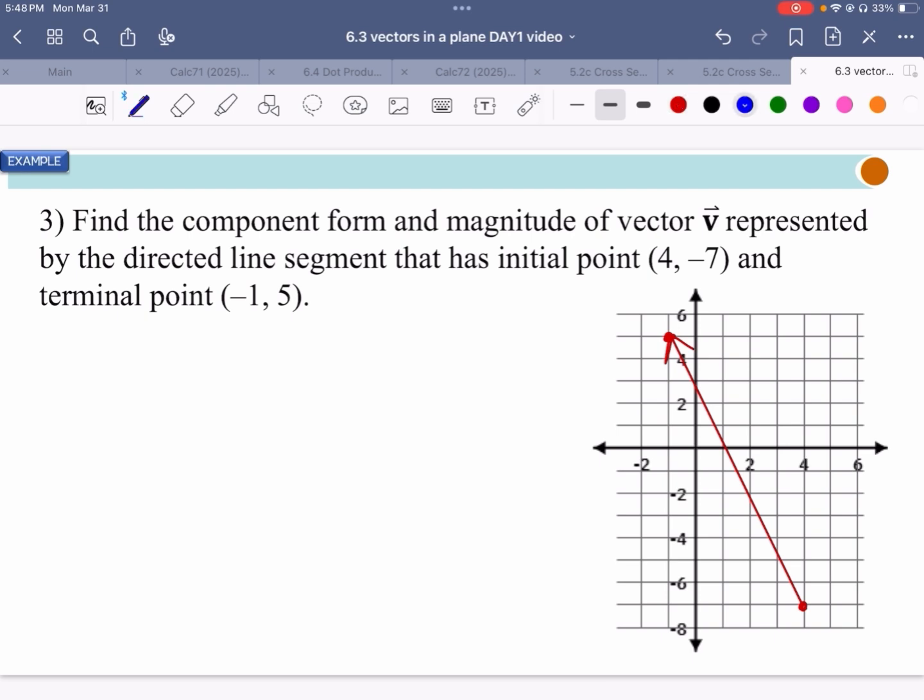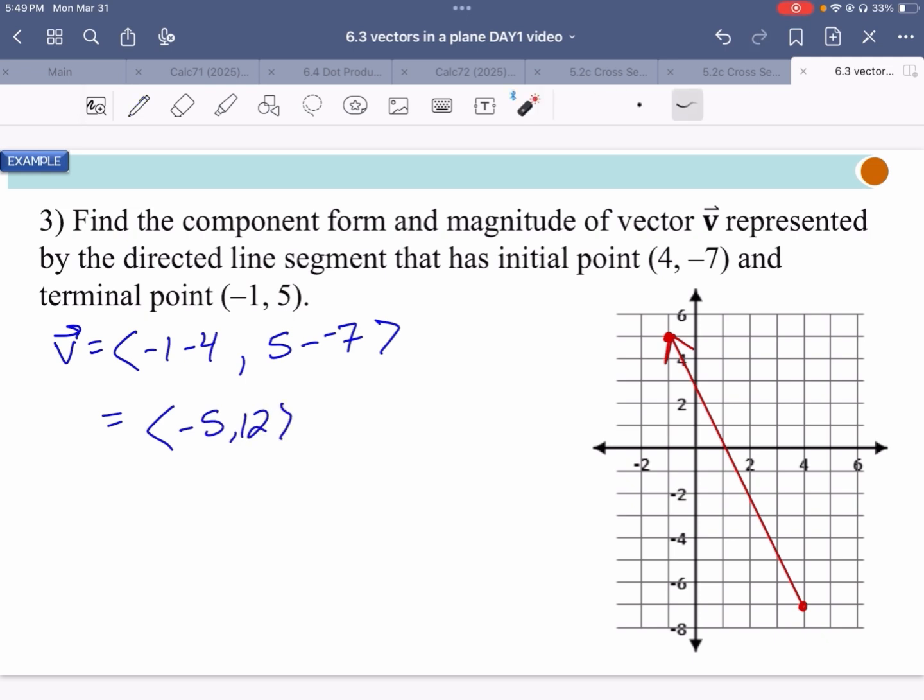So the component form will be negative 1 minus 4. We're subtracting the x components, the terminal minus the initial, comma, 5 minus negative 7 in those pointy brackets. So simplify that to be negative 5 comma 12. Of course, you can look at the picture and conclude that to get from the initial point to the terminal point, you have to go left 5 units and up 12 units.